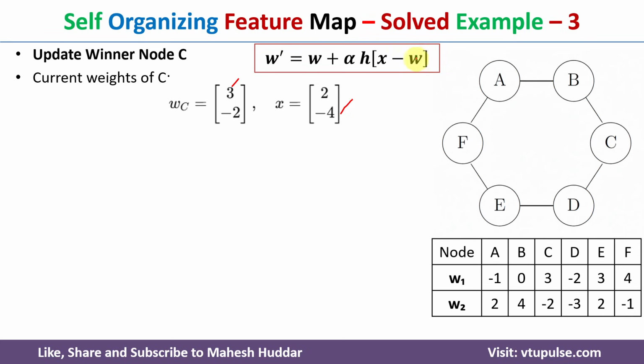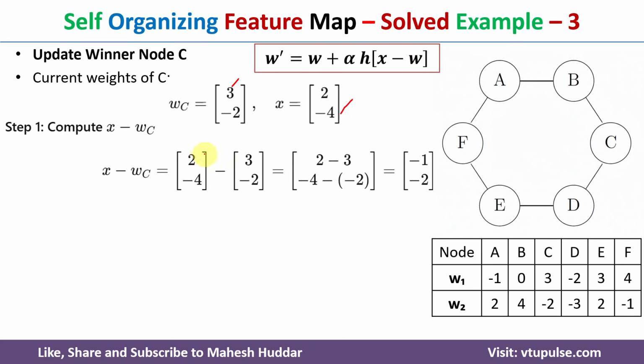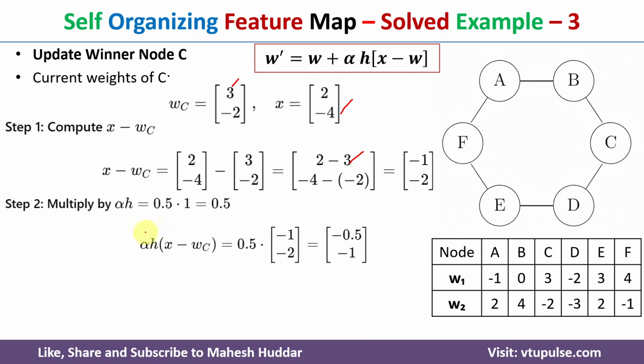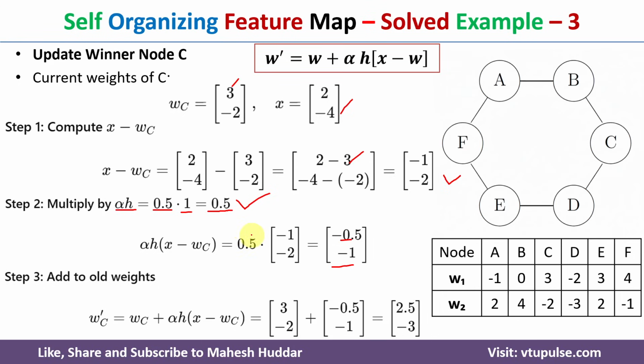First, we need to find x minus wc. So, x minus wc is equal to (2, -4) minus (3, -2), which is equal to (2 minus 3, -4 minus -2), which is equal to -1 and -2. Next, we need to find alpha into h. Alpha is 0.5 and h is equal to 1 because C is the winner node, which is equal to 0.5. Next, we need to multiply these values, and we get alpha h into x minus wc, which is equal to -0.5 and -1. After that, we need to add the initial weights or old weights, those are 3 and -2 plus -0.5 and -1, which is equal to 2.5 and -3.